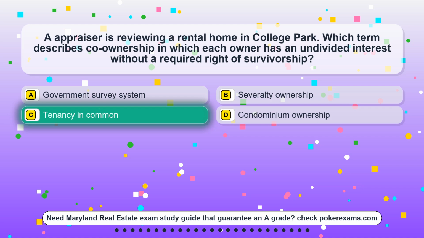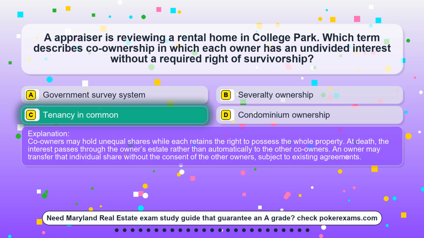The correct answer is option C, tenancy in common. Co-owners may hold unequal shares while each retains the right to possess the whole property. At death, the interest passes through the owner's estate rather than automatically to the other co-owners. An owner may transfer that individual share without the consent of the other owners, subject to existing agreements.